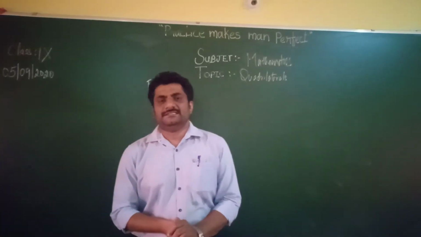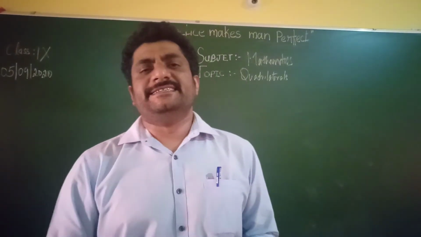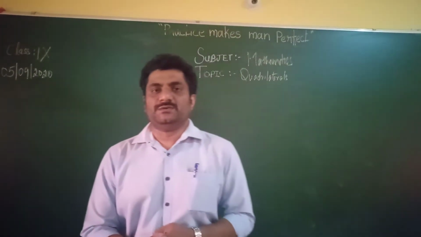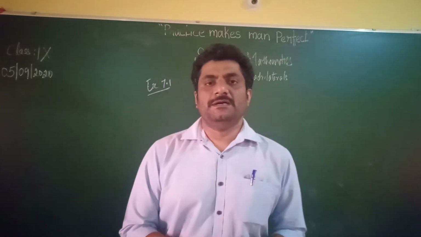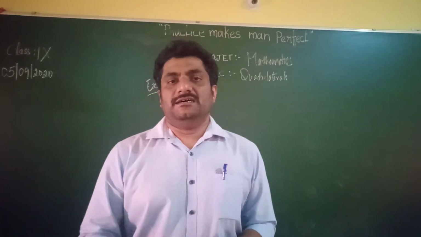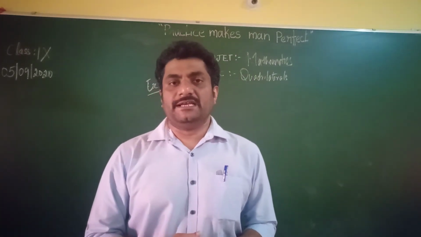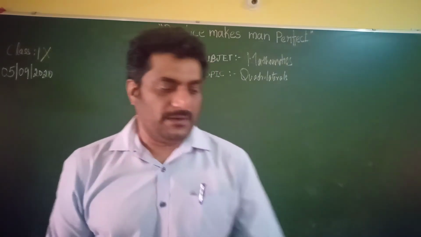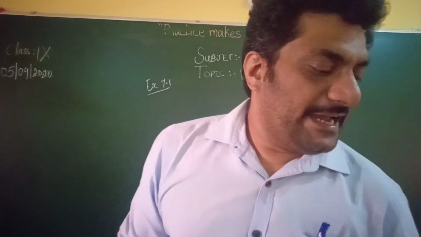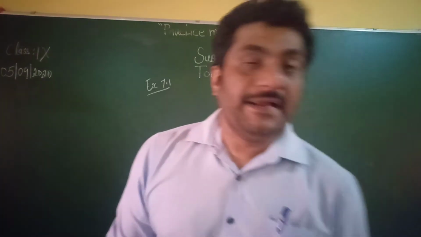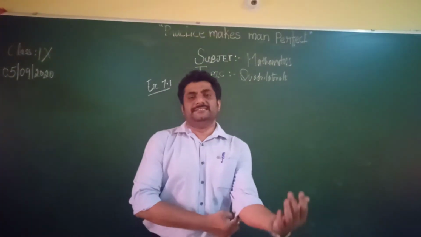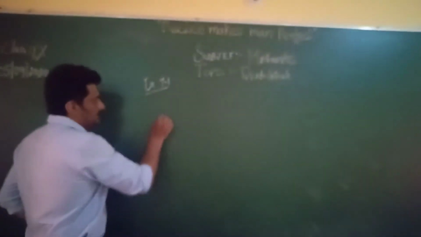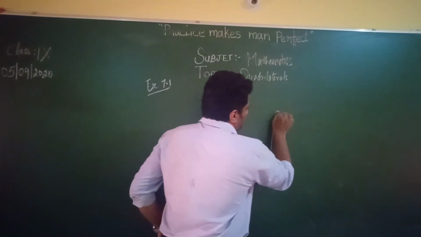Good morning, students. In the previous video, we had started with exercise 7.1. We are done with the first problem, which is about finding the angles of a quadrilateral when they are given in ratios. Let's see what we have in the second one. If the diagonals of a parallelogram are equal, then show that it is a rectangle. That means we already have a parallelogram.